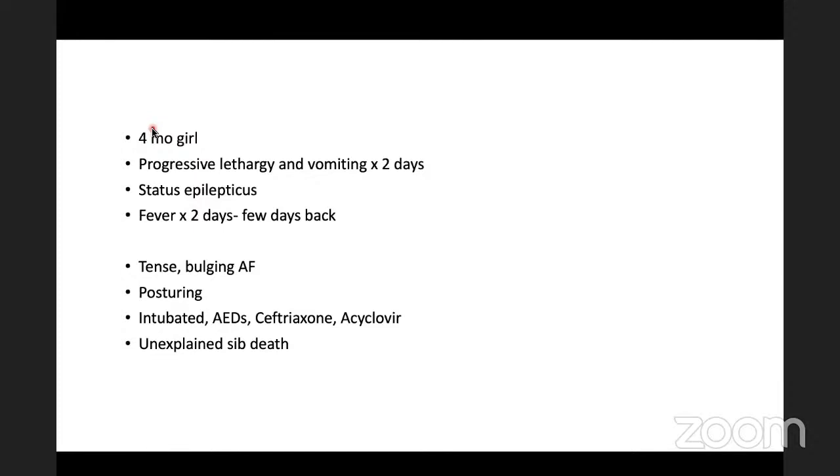She had raised intracranial tension, a tense, bulging anterior fontanelle, and posturing; she was intubated, given multiple antiepileptics, and we started antibiotics, fearing an infection. She also had a very vague history of unexplained symptoms. So you think of two conditions here. You think of a very vague infection, or you think of a metabolic disorder at this age, with the presence of this particular history and the absence of fever, right? What we found on the CT was surprising.